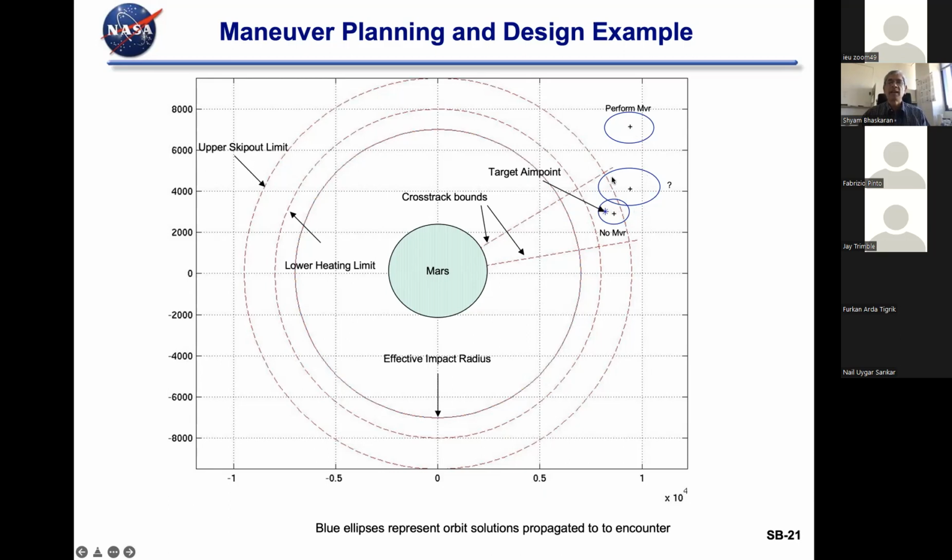Here's a more confusing case. Our predicted target point is here, but our uncertainty ellipse is here. Now, do you do a maneuver or not? Because what if you're over here, you wouldn't want to do a maneuver, but if you're over here, we would want to do a maneuver. This is a very difficult thing to assess, and it typically takes meetings and lots of conferences to figure out, should we do a maneuver or should we not? There's no simple answer to that question, but this gives you an idea of the process we use to figure out where we're going and how we want to get to where we want to go.